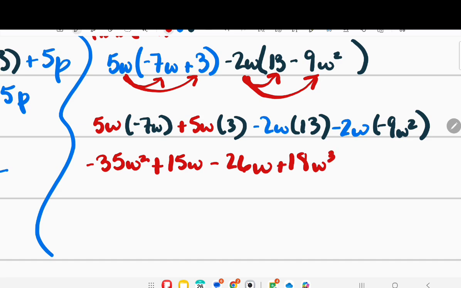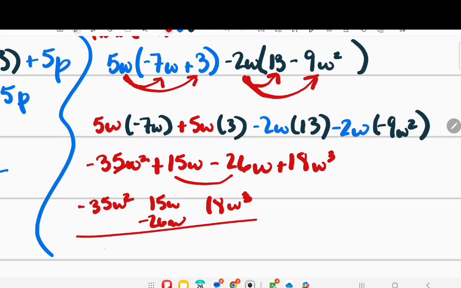All right. No more parentheses. Now it's time to combine the like terms. Do we have any? Yeah, we only got one set. 2 in the middle, right? Looks like this. I know these two together. You want to do that, that's fine. I'm going to do it the old way. 35W squared. No more. 15W, go with negative 26W. Then the 18W cubed is by itself.